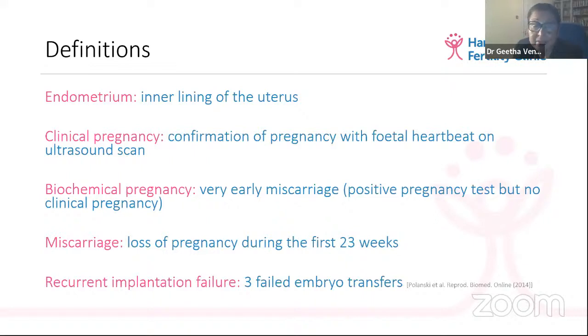Only then does it really mean recurrent implantation failure. If the fault or the issue is with the embryo, like a low quality embryo, then this doesn't come under this category. So these are the definitions.